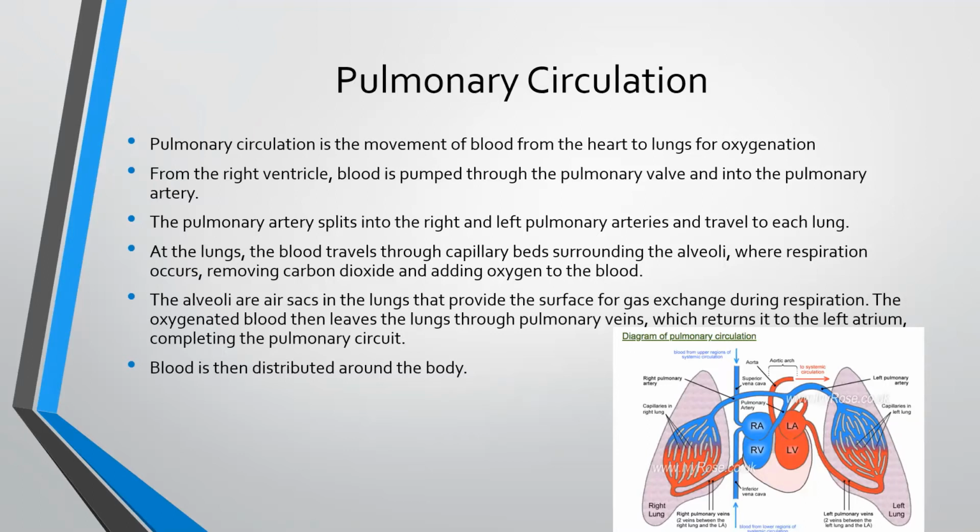The oxygenated blood then leaves the lungs through pulmonary veins, which return it to the left atrium, and then this completes the pulmonary circuit. The blood is then distributed around the body when the left ventricle pumps it into the aorta.